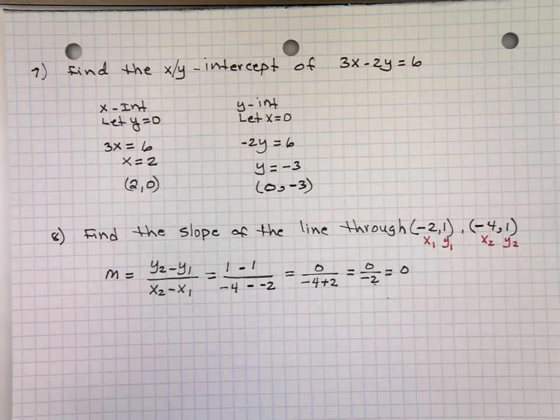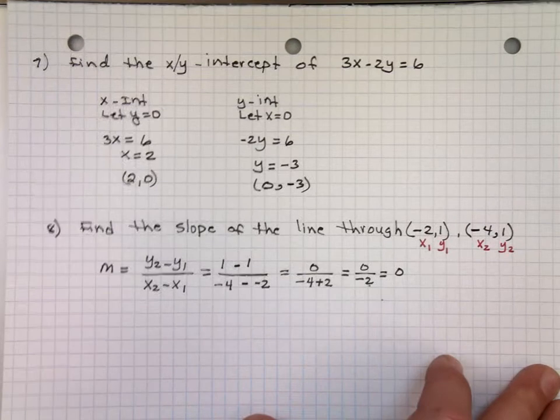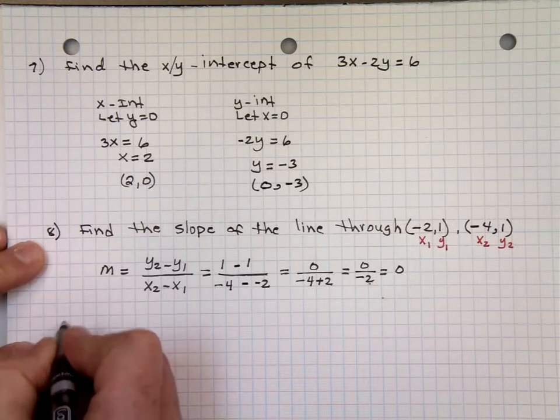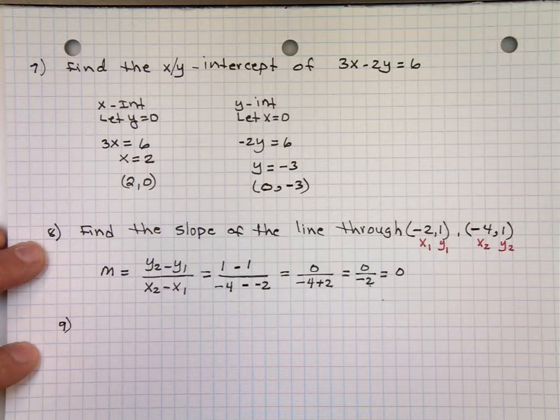0? Undefined? 0. 0 on the bottom is undefined, not on the top. Oh, okay. So no slope? 0 slope, not no slope. No slope means undefined. The slope is 0. Your line is horizontal. Doesn't change. Like if you have a flat yard, that's a slope of 0. There's no slope there.